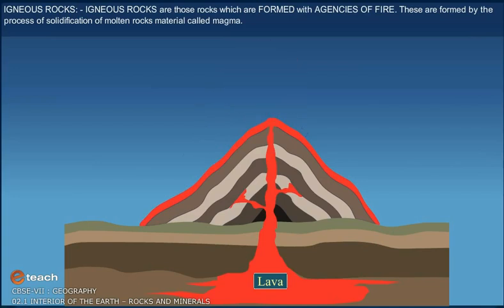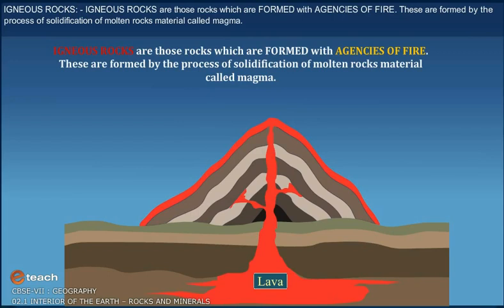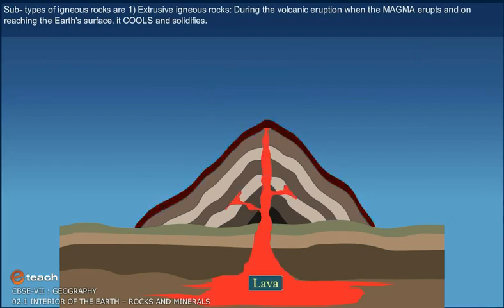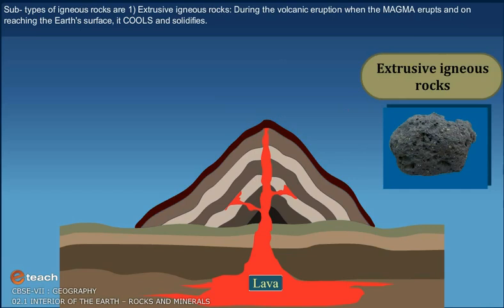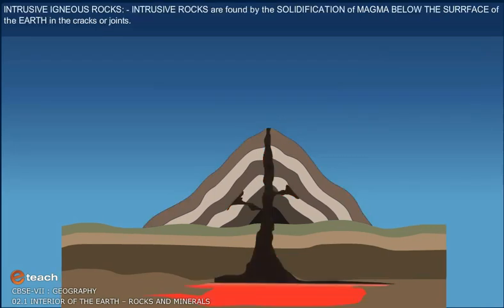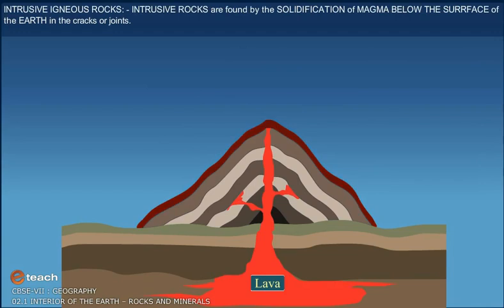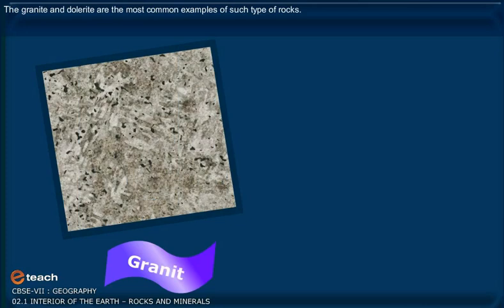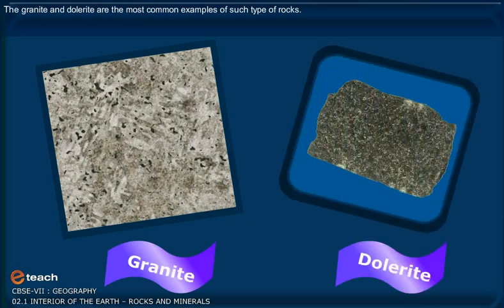Igneous rocks. Igneous rocks are those rocks which are formed with agencies of fire. These are formed by the process of solidification of molten rock material called magma. Subtypes of igneous rocks are extrusive igneous rocks. During the volcanic eruption, when the magma erupts and reaches the Earth's surface, it cools and solidifies. Intrusive igneous rocks. Intrusive rocks are formed by the solidification of magma below the surface of the earth, in the cracks or joints. The granite and dolerite are the most common examples of such types of rocks.